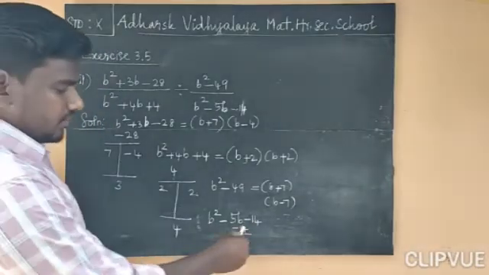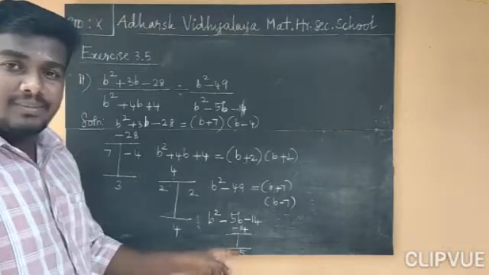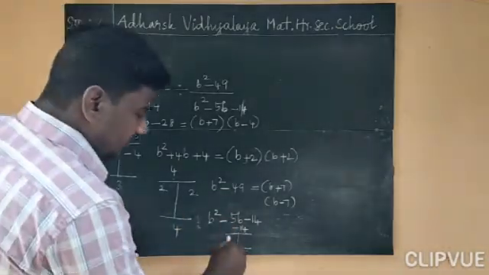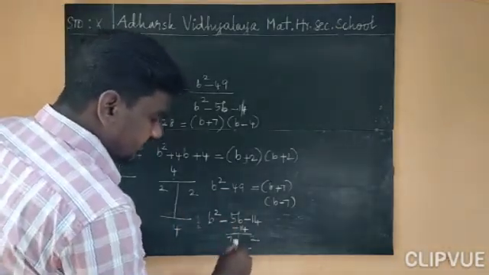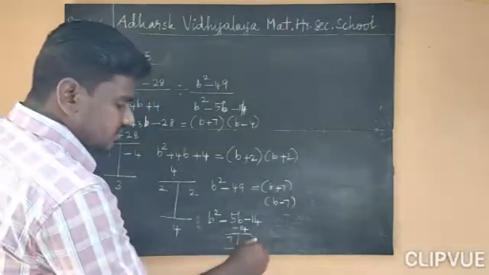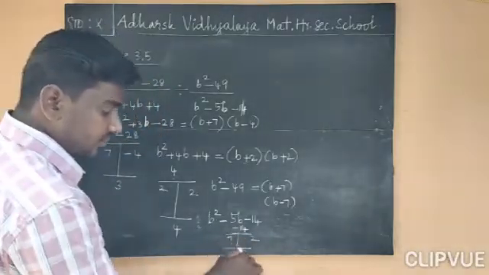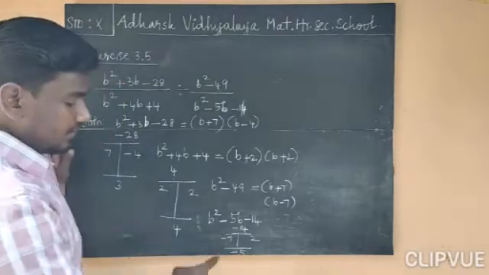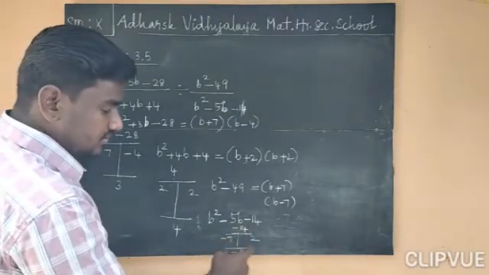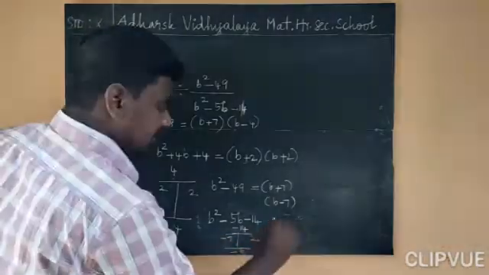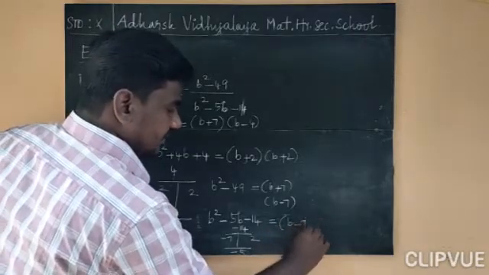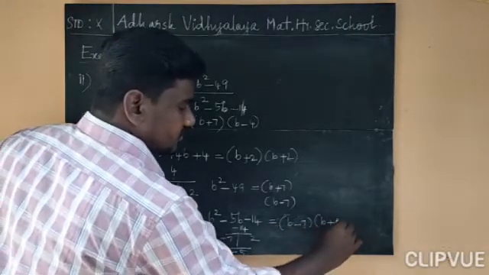So the product of two numbers is minus 14, and the sum of the same two numbers is minus 5. So what are they? 7 and 2. 7 into 2 is 14. 7 minus 2 will not give minus 5, it gives plus 5. So we can assign minus here. Now minus 7 into 2 is minus 14, and minus 7 plus 2 is minus 5. So replace this: b minus 7, b plus 2.